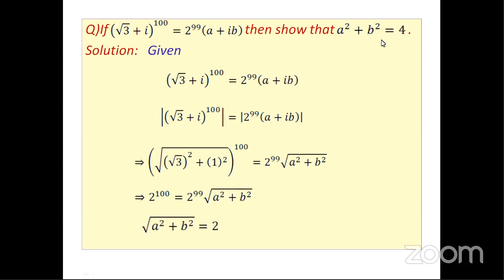But what is it that we need to prove? We need to prove a square plus b square is equal to 4. So when you take squaring on both sides, children, that root gets cancelled and you will be left with a square plus b square is equal to 2 square, which is 4. So what is it that we have done? We have taken modulus on both sides of the given condition. This is the important point which you need to observe in this problem. Right? We will go with the next problem.